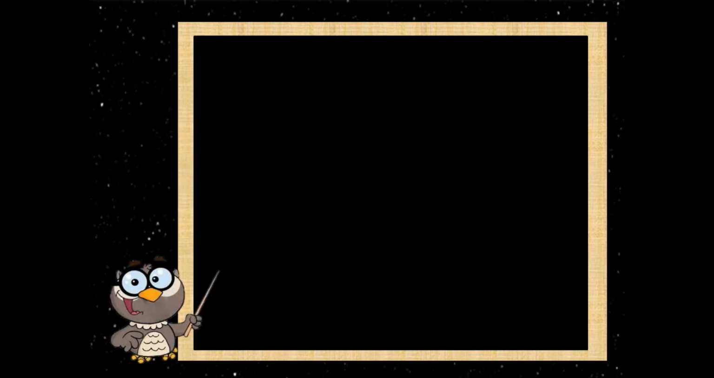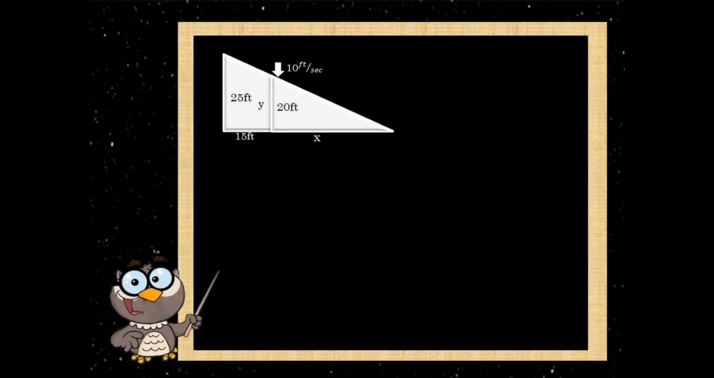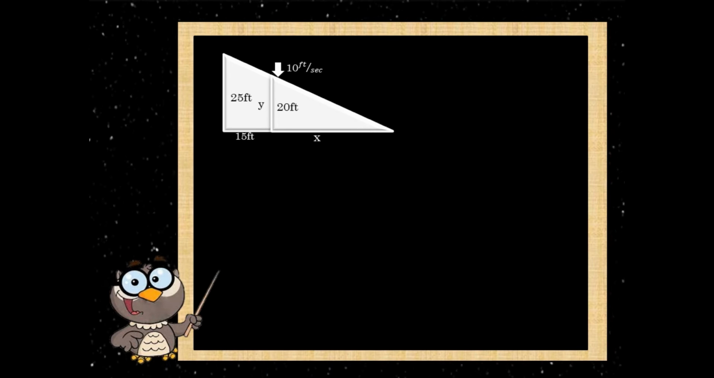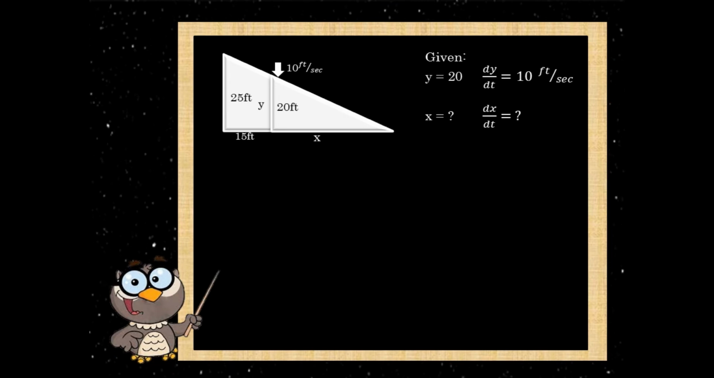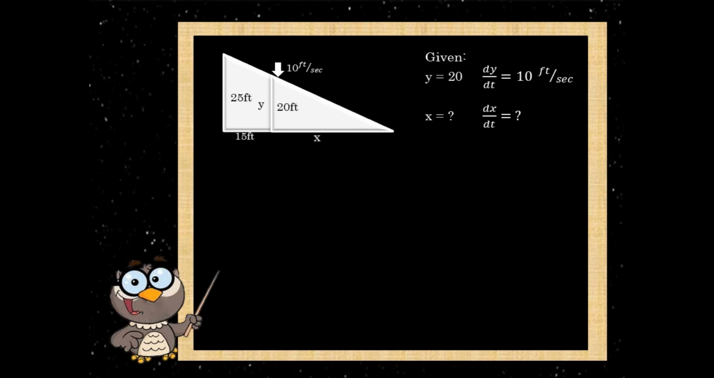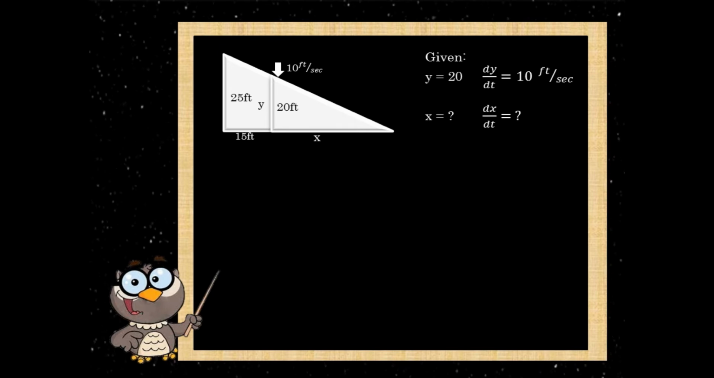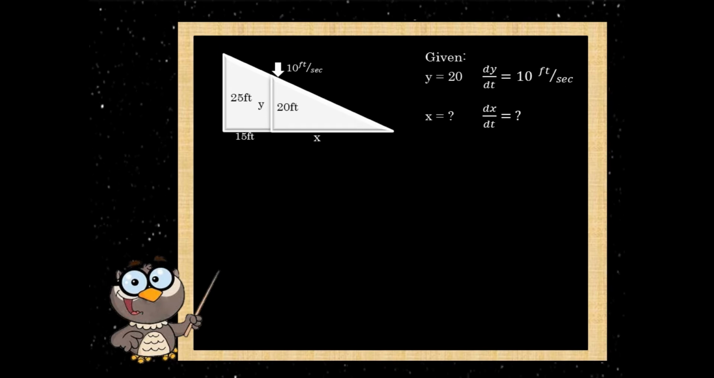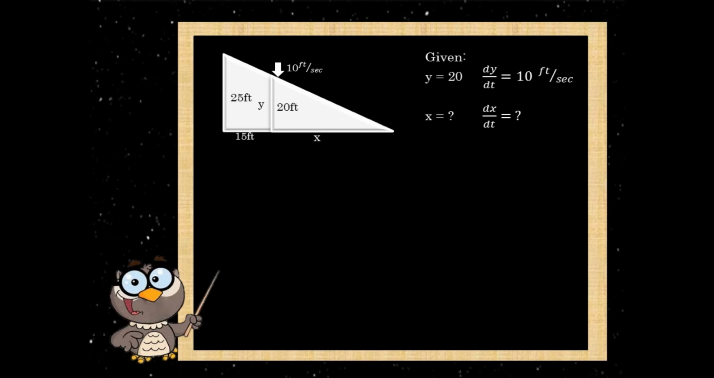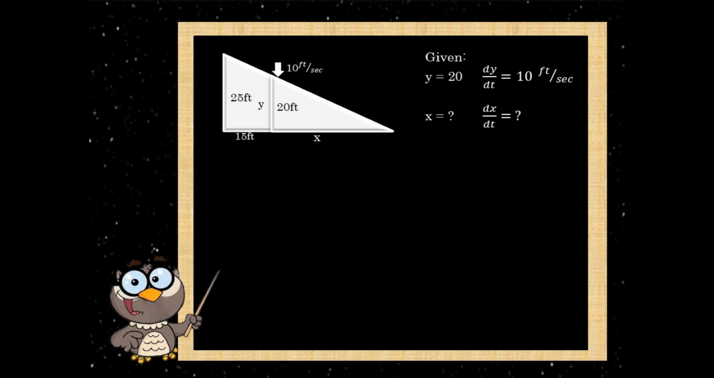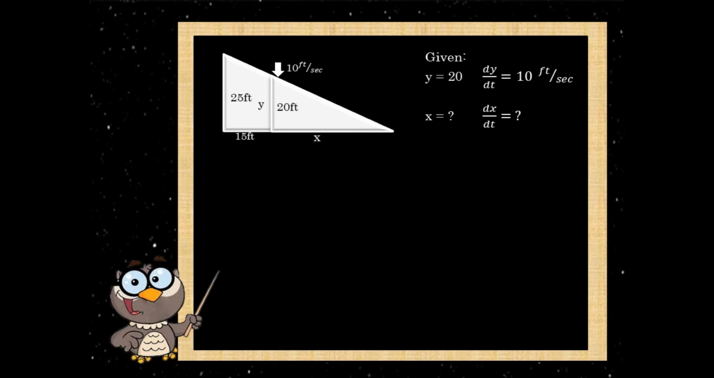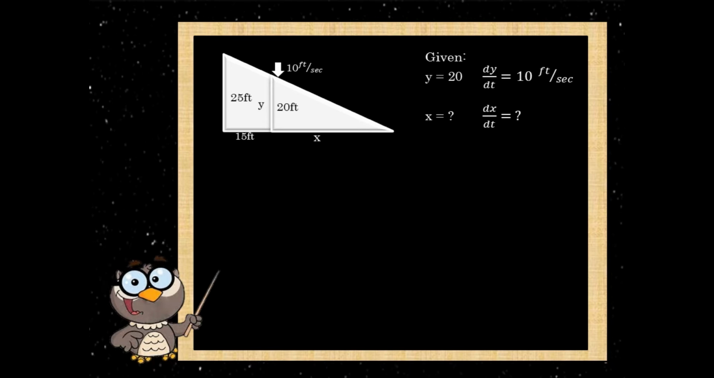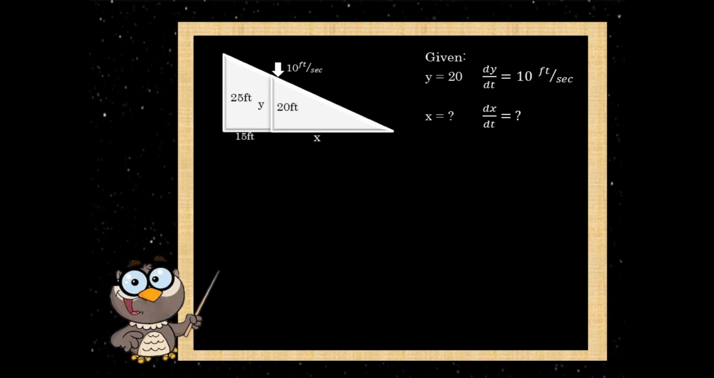So here comes our blackboard. We can use this to illustrate the situation. So we have the given: y is equal to 20, dy over dt is equal to 10 feet per second, while x is unknown, and dx over dt, or the rate at which the shadow of the owl is moving, is also unknown. In order to figure out what dx over dt is, we must first come up with the relationship between x and y.